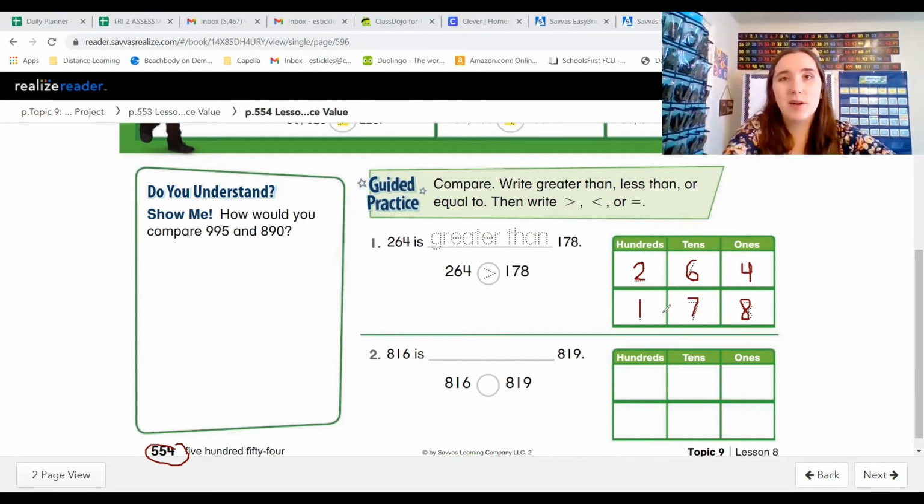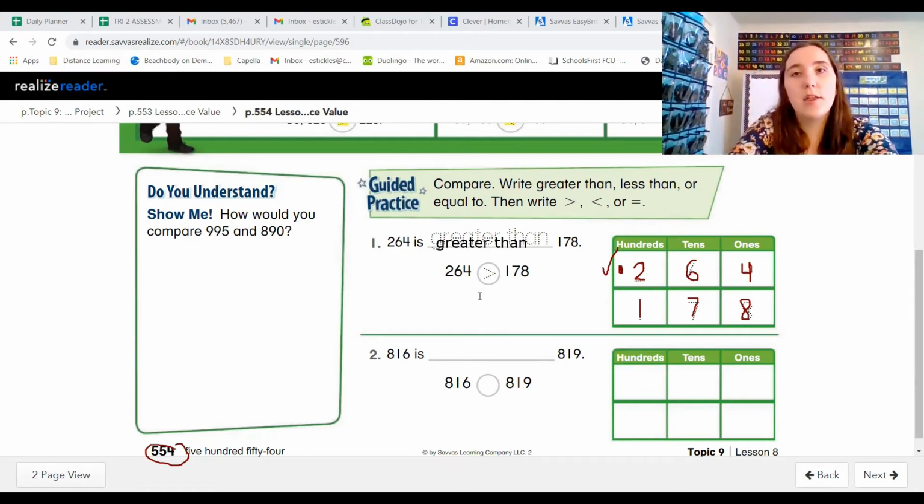Is one of the numbers bigger than the other? Yeah, 2 is greater than 1, so 200 is greater than 100, which means we already know that 264 is greater than 178. So we're going to write that out. We're going to say 264 is greater than 178. And I type mine out, but you're just going to write over their little symbols there.